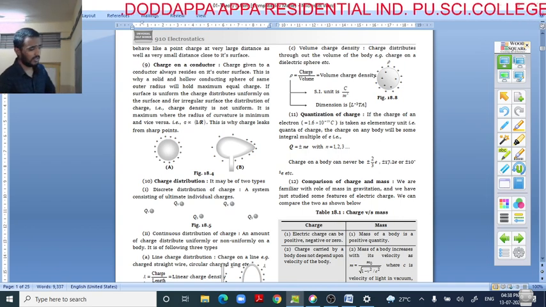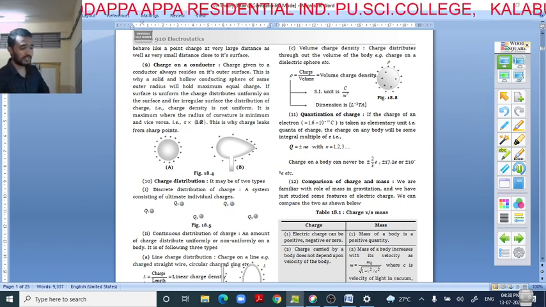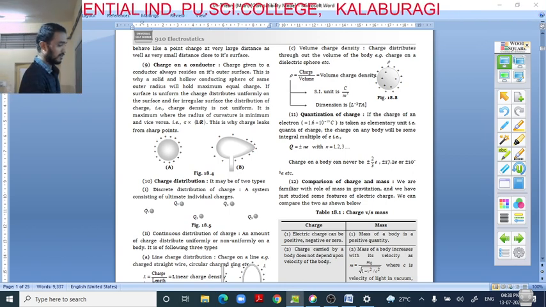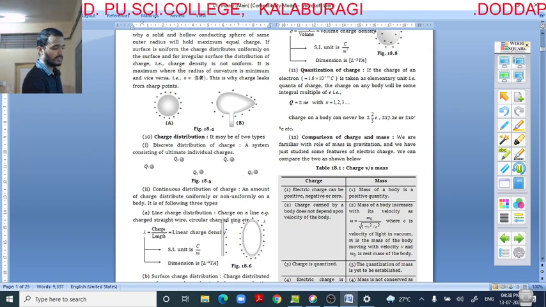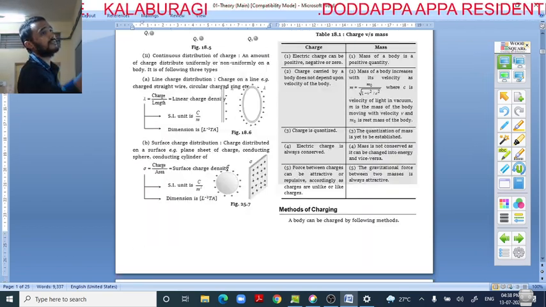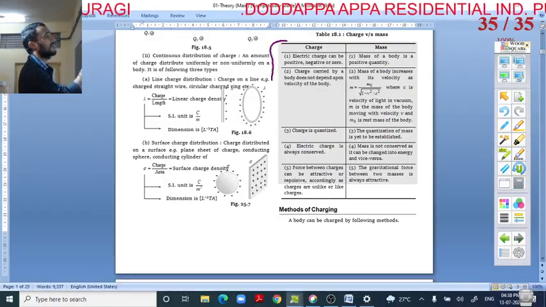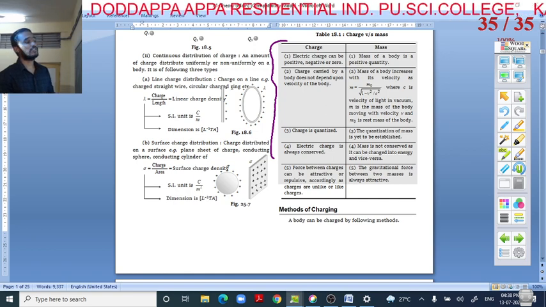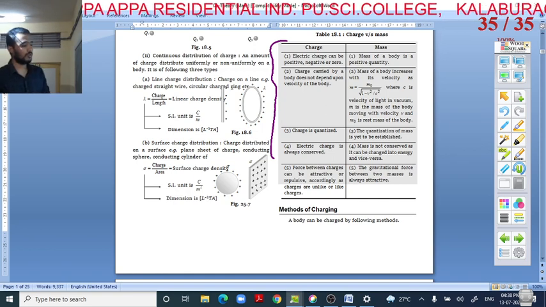Next, here he has given the difference between charge and mass. I am not going to concentrate on that. That is a basic thing. You may read this. Just go through this.